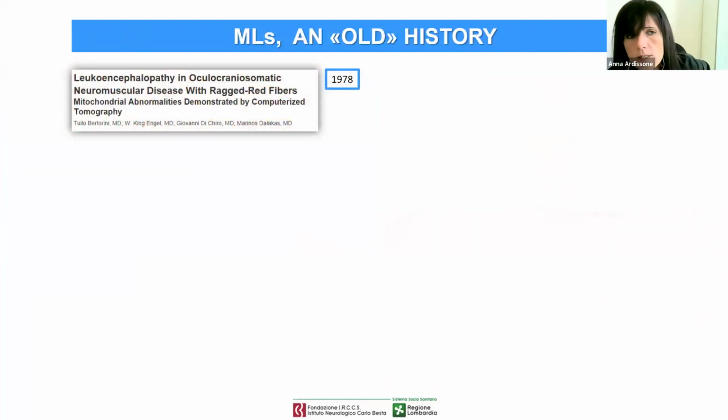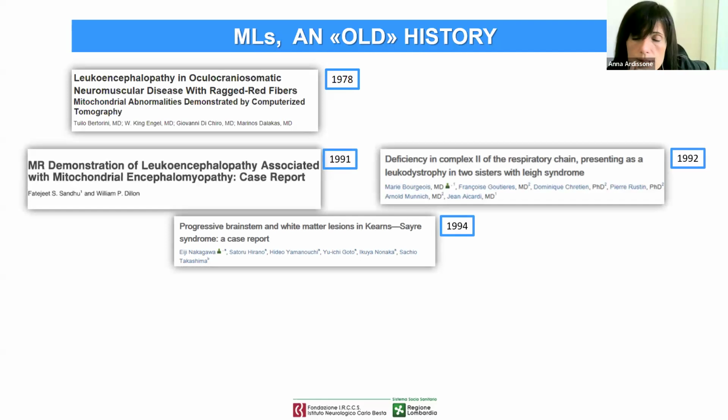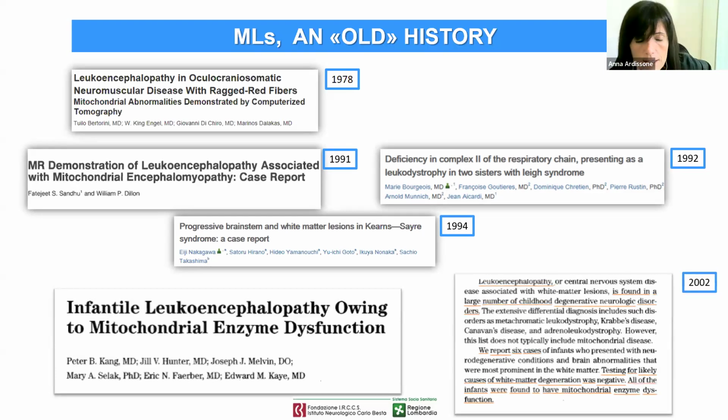The link between leukoencephalopathy and mitochondrial disorders was first disclosed at the end of the 80s. About 10 years later, other reports were described, and at the beginning of 2000, Kang and colleagues described the first case series of mitochondrial leukoencephalopathy in children, introducing the issue of differential diagnosis of mitochondrial leucoencephalopathy among genetic leukodystrophies.